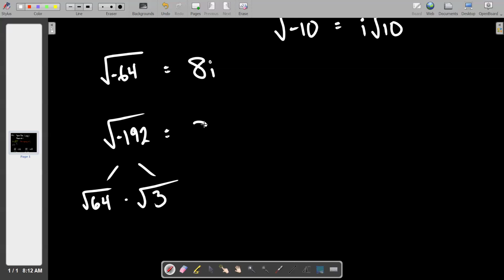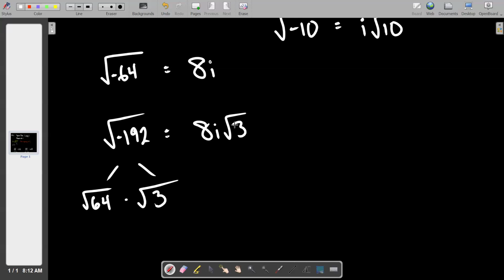Perfect. 8i root 3. So again, the i will go between the rational number. 8 is called a rational number, and the root 3 is called an irrational number. Make sure you tuck i right where it's supposed to go. So the first half of your assignment will involve that. Do you have any questions or issues with that?